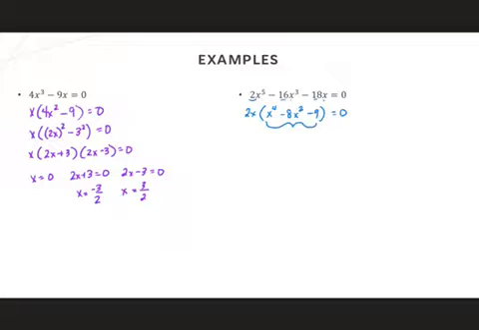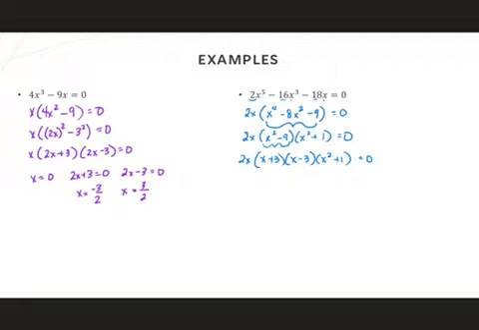Okay, I want factors of negative 9 that add up to positive 8. So I'd have x squared minus 9 and x squared plus 1. So 2x, this is difference of squares. So it's going to be x plus 3, x minus 3. This is sum of squares, so it doesn't factor. It doesn't mean it doesn't give me answers. It means it doesn't factor.